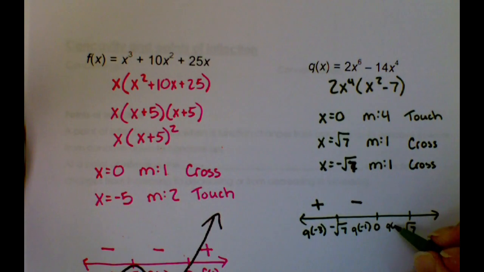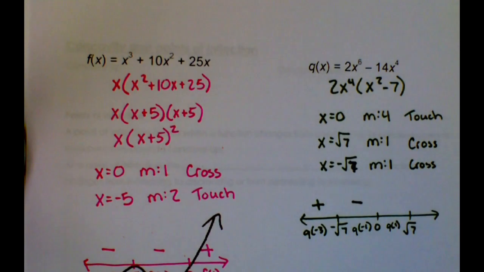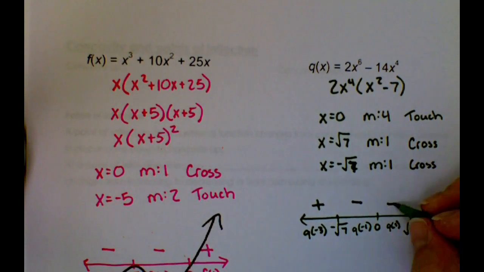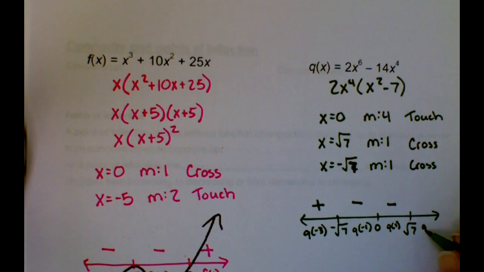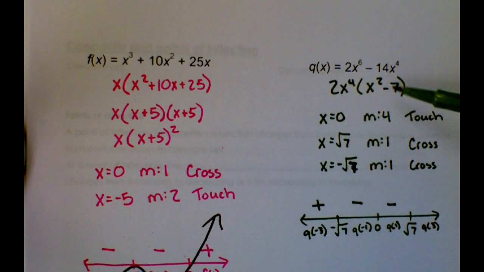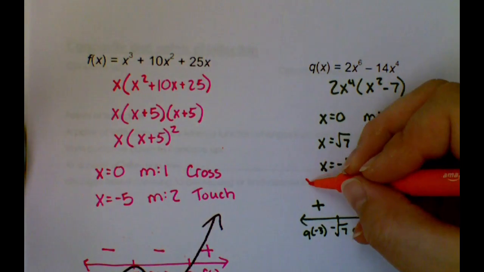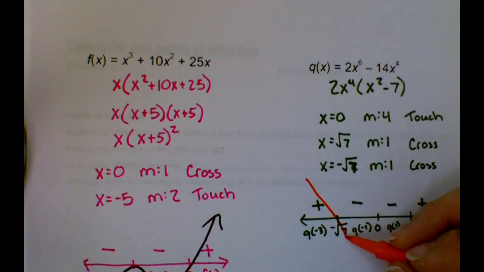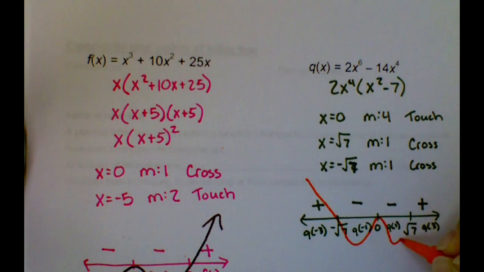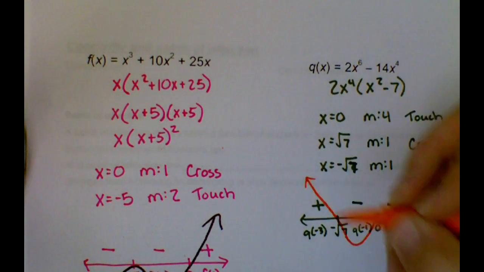I would try q of 1 in between 0 and square root 7. I get a positive times a negative again. And I would try q of 3 just to be safe. I get a positive times a positive. There we go. So our graph here crosses the x-axis at negative square root 7, touches, and makes this kind of W-type shape.